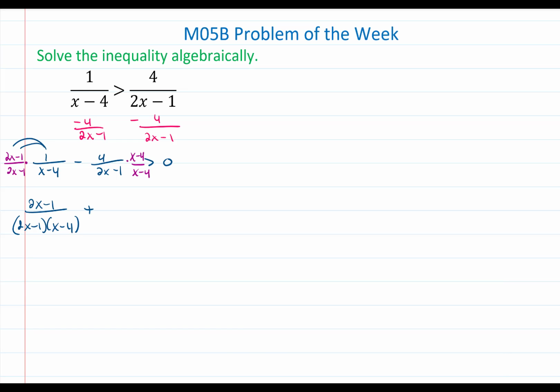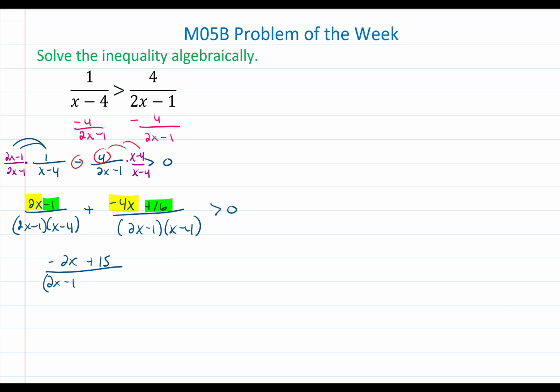Next, I'm going to take this negative 4 and assign it to the numerator of 4, and multiply negative 4 to both terms, so I end up getting negative 4x plus 16 over 2x minus 1 times x minus 4, which is greater than 0. Now that I have the common denominator, I'm going to combine the like terms in the numerator. I have a 2x and a negative 4x, which combine to be negative 2x. I also have a negative 1 and a positive 16, which combine to be positive 15, still over 2x minus 1 times x minus 4, which is greater than 0.